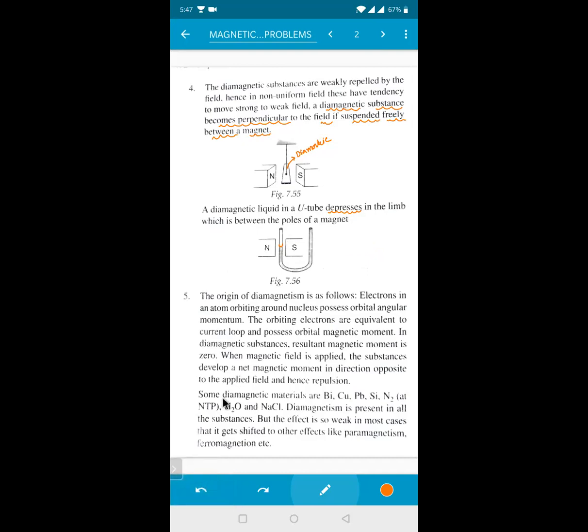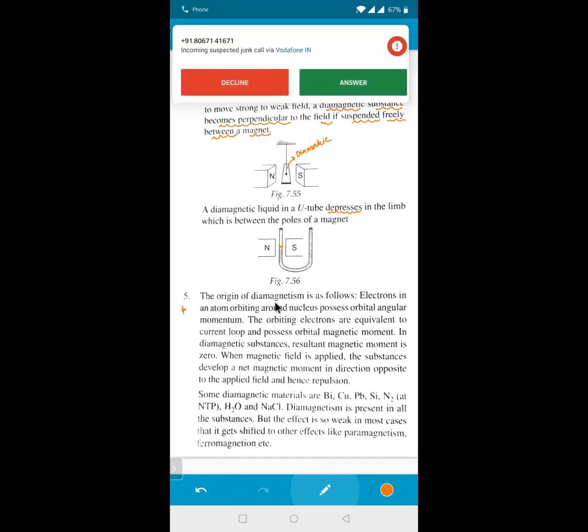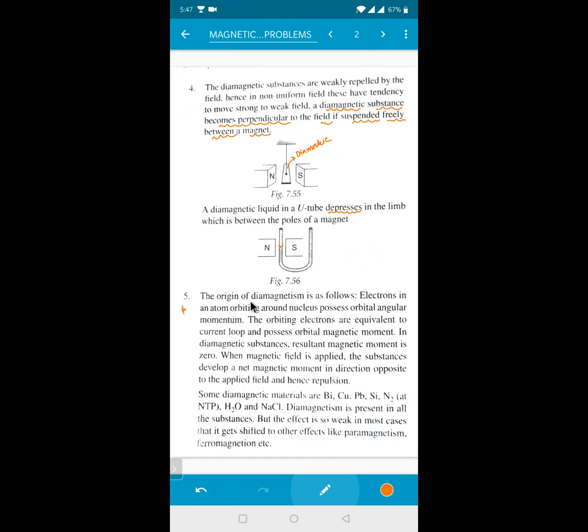Now see, this is a very important thing which I need to tell you in detail. The origin of diamagnetism: we know that electrons in an atom are moving, or orbiting, around the nucleus. There is a reason that I showed you the basic diagram initially. Electrons orbiting around the nucleus possess what type of momentum? Orbital angular momentum.